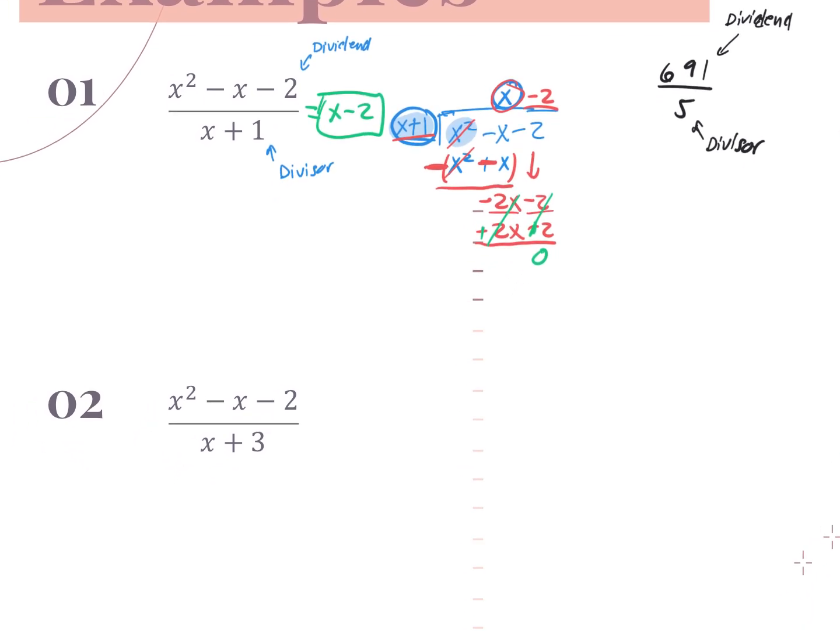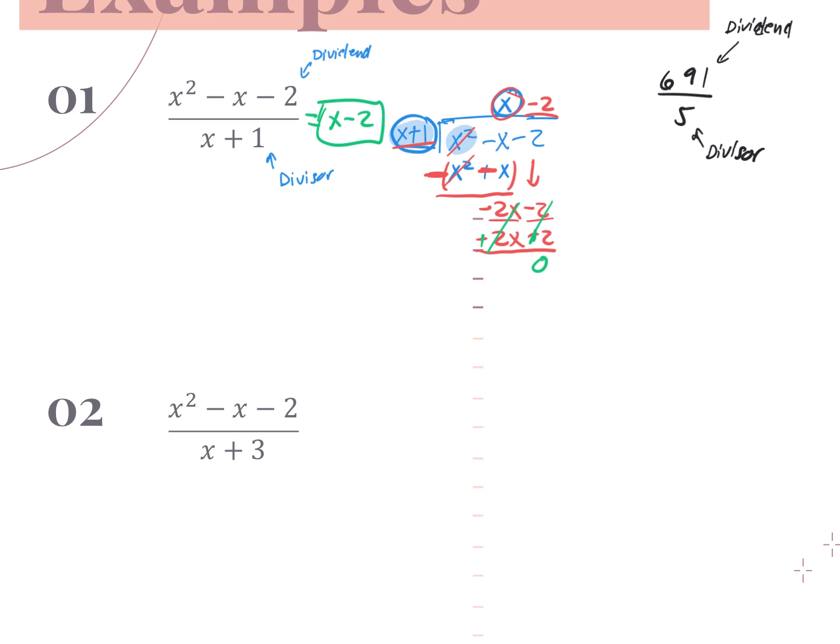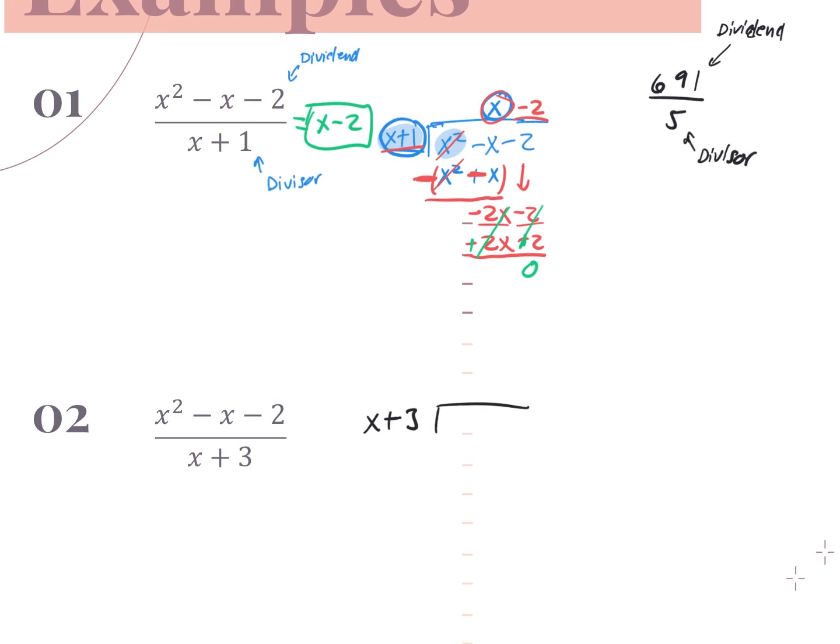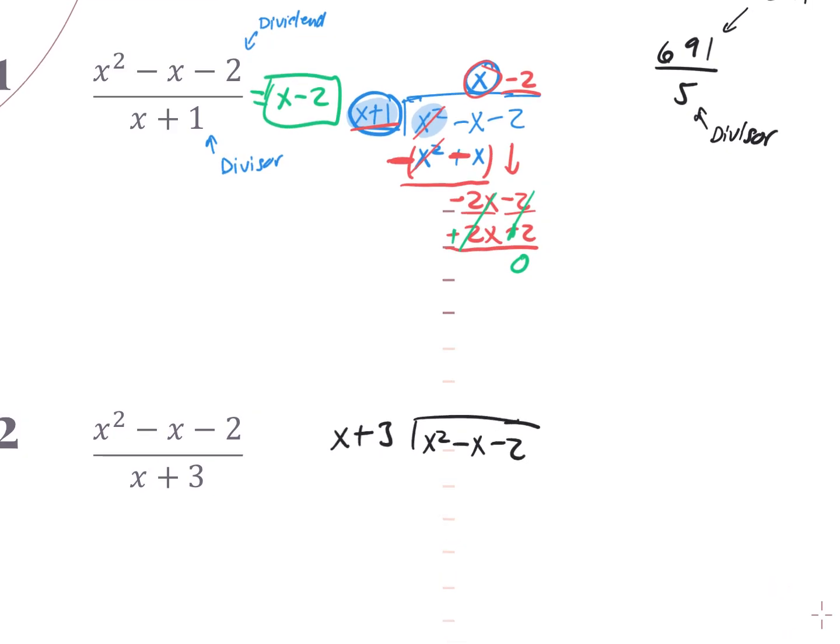All right, so let's look at this next one right here. We have the same dividend as the previous problem, but we have a different divisor. We have an x plus 3. So let's see how this changes things. Let's set it up the same way that we would before: divisor on the outside, so an x plus 3, and x squared minus x minus 2, our dividend, on the inside.